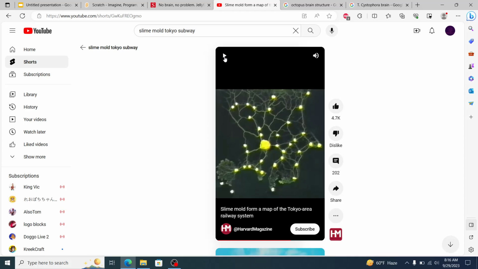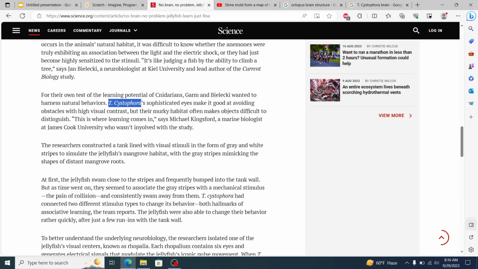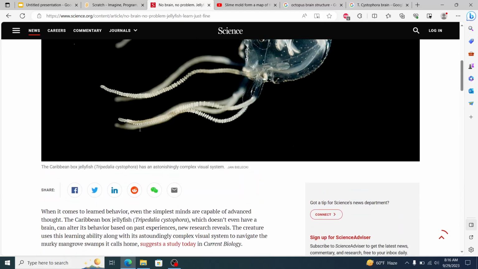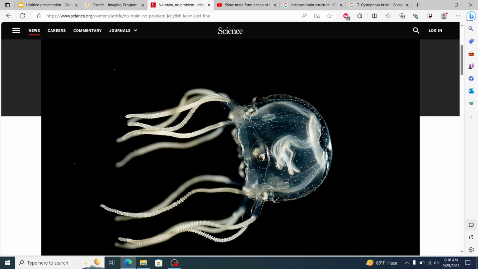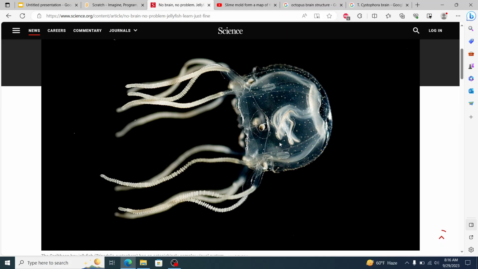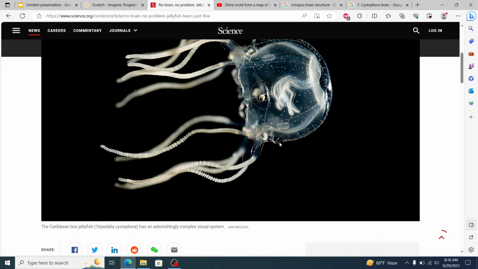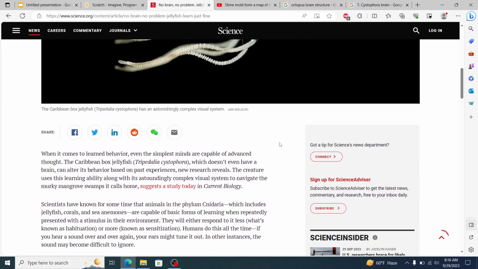And then more recently, there was an experiment that came out with essentially a box jellyfish. This is what it looks like, and this guy is about the size of your thumbnail. So if you take your thumb and just the nail, that's how big this guy is. So really small, and this is an extremely zoomed in picture of it.